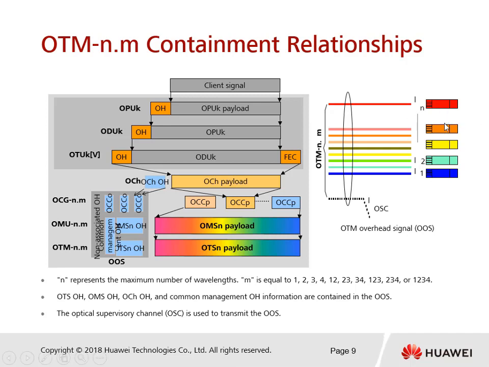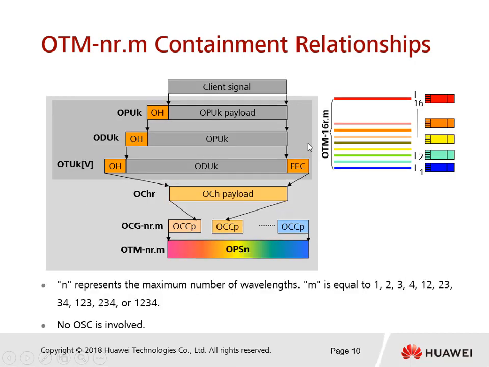And for here, we show you another way. You can see these are different OCHs, with different colors because they have different frequencies, 1 to N. And plus the OSC. So this is the signal for OTM N.M.